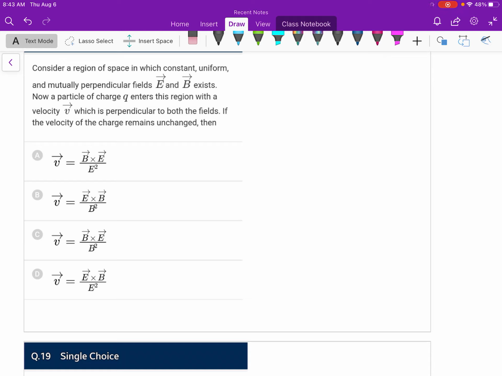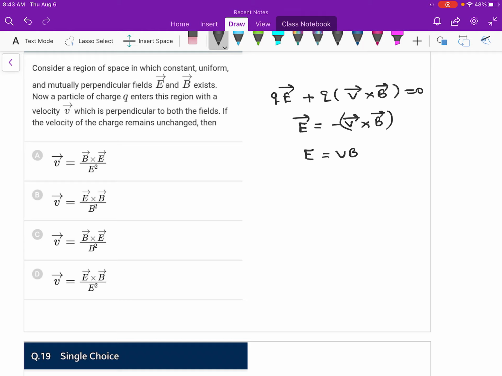Consider a region of space in which E and B are given. The particle velocity remains unchanged. That means QE plus QV cross B equals 0. So that is E equals minus V cross B. And since all three are mutually perpendicular, magnitude-wise E equals BV. So if we check dimensionally, B cross E is BE upon E, so that is B by E, and speed is E by B. So this is B by E, so this is wrong.